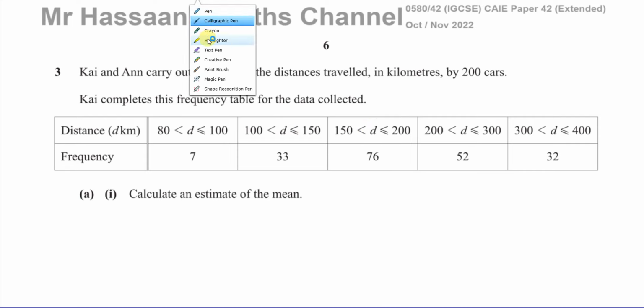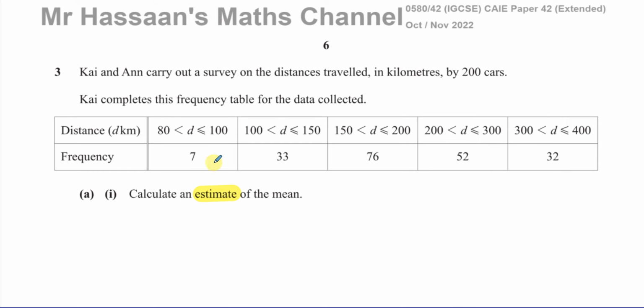Now the first thing you've got to understand here is that we are estimating, because we don't know how far any of these cars traveled. These 7 cars, we don't know exactly the distance they traveled, but they traveled somewhere between 80 and 100. Some of them could have traveled 81, some 100, some 75. We don't know. So we have to estimate the mean by taking this interval and finding the mid-interval value, the halfway between them, which is found by adding them together and dividing by 2.